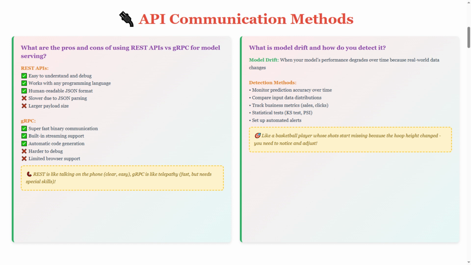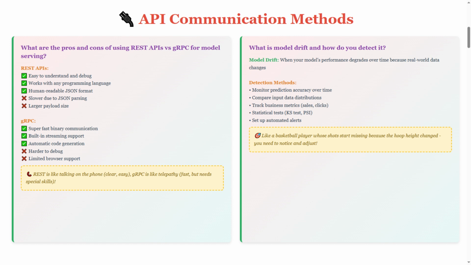First question: what are the pros and cons of using REST APIs versus gRPC for model serving? REST APIs have clear advantages. They're easy to understand and debug. They work with any programming language. They use human-readable JSON format. But they're slower due to JSON parsing and have larger payload sizes.